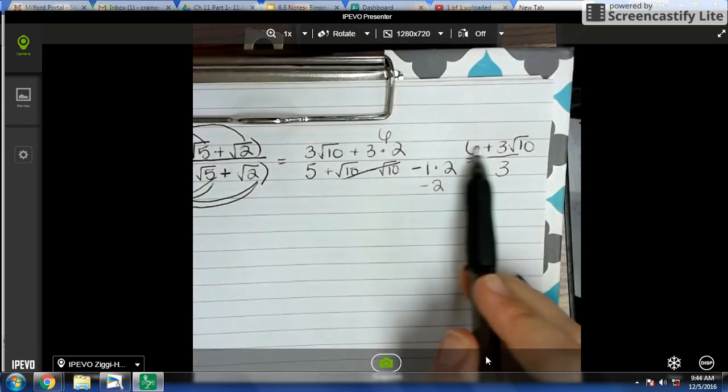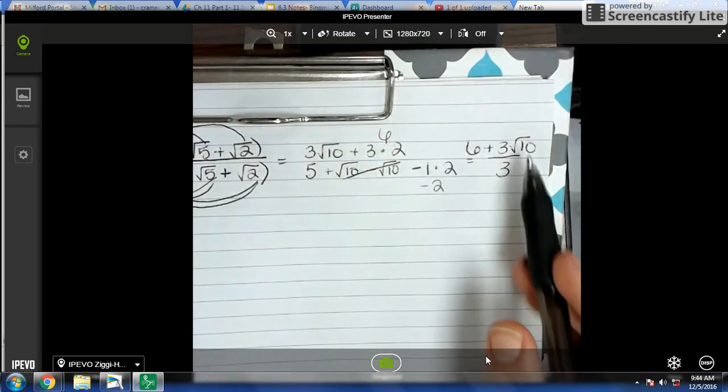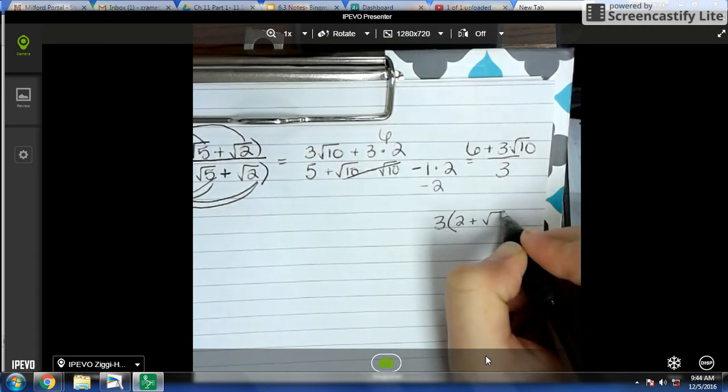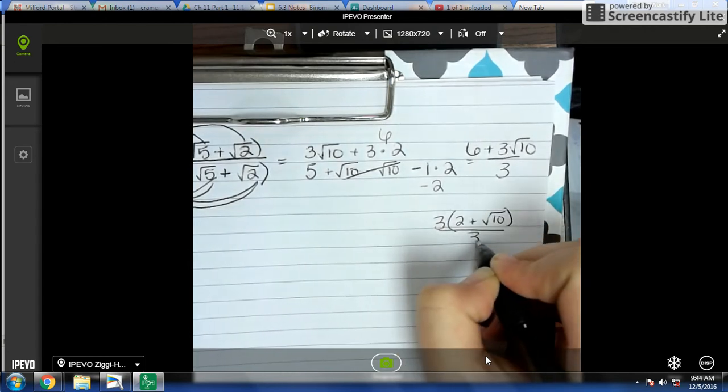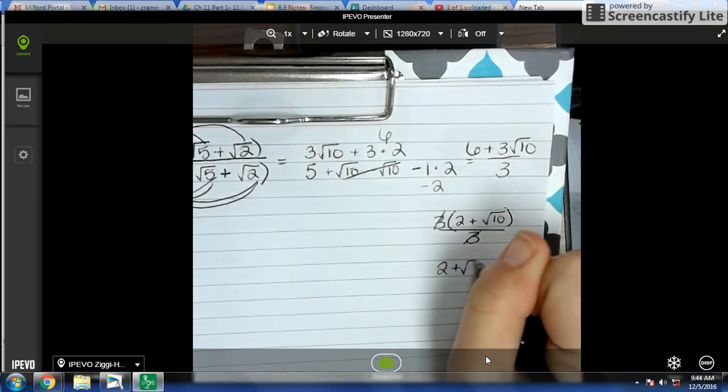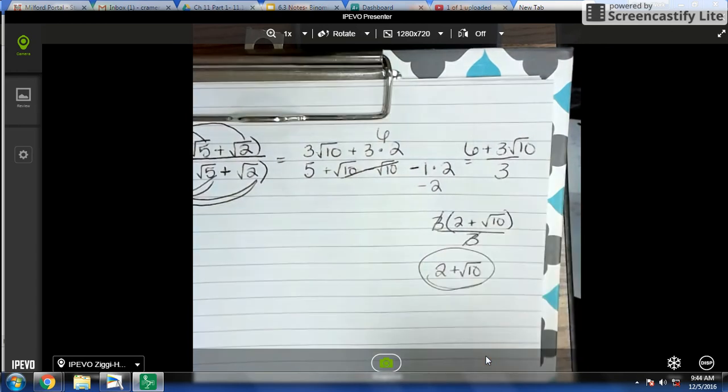And up on top, we can actually factor out a 3. So it'd be 3 times (2 plus radical 10) over 3. And those 3's will cancel, and you're left with 2 plus radical 10 as your answer.